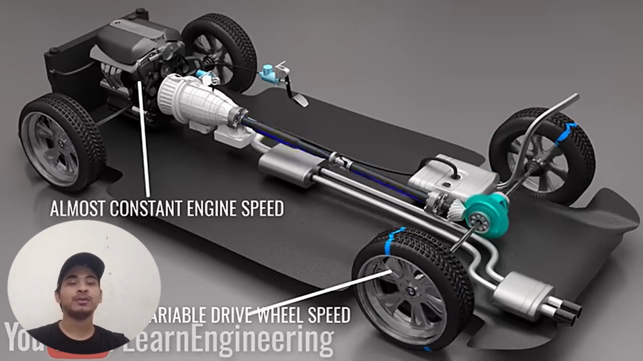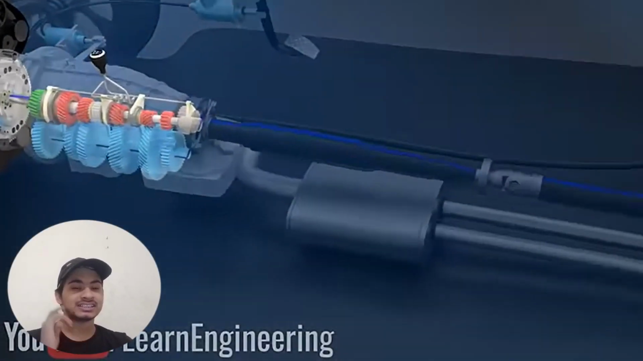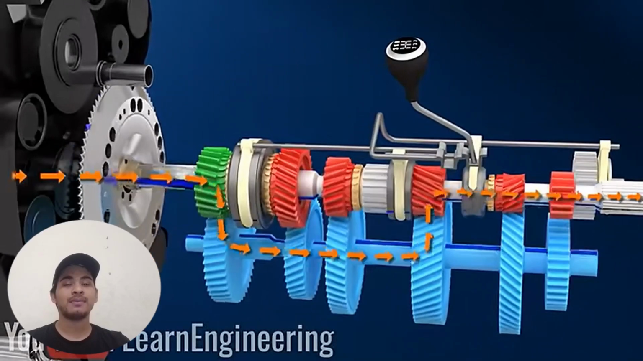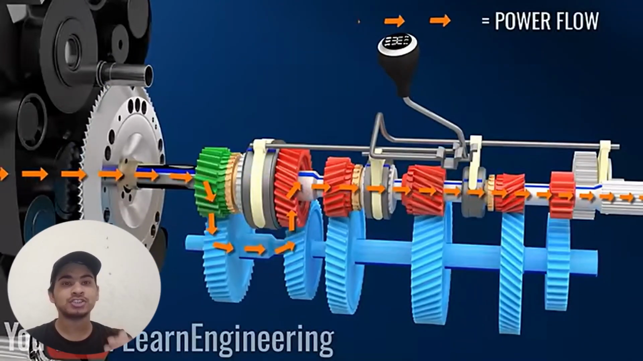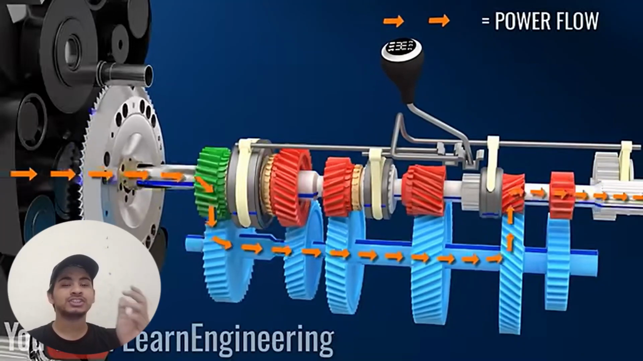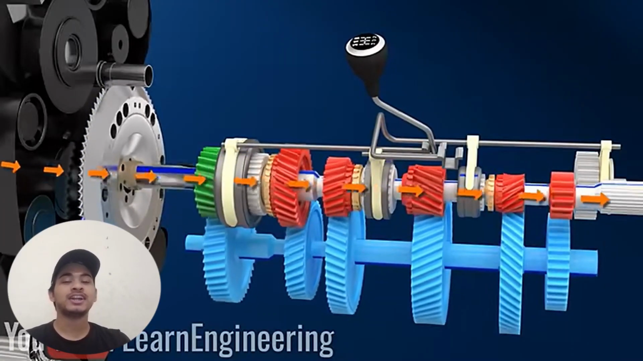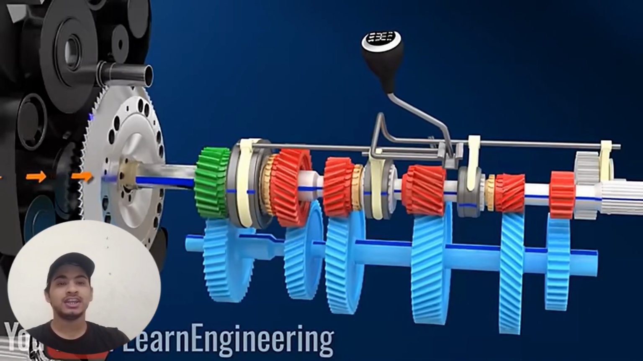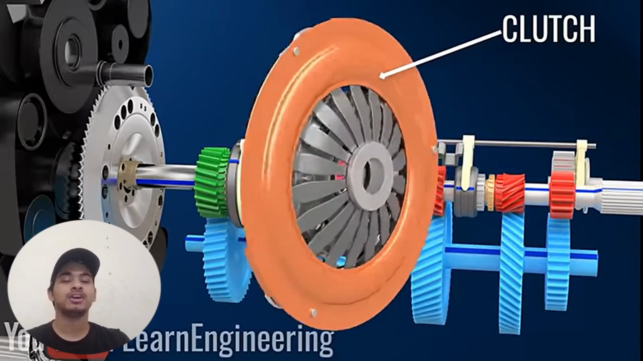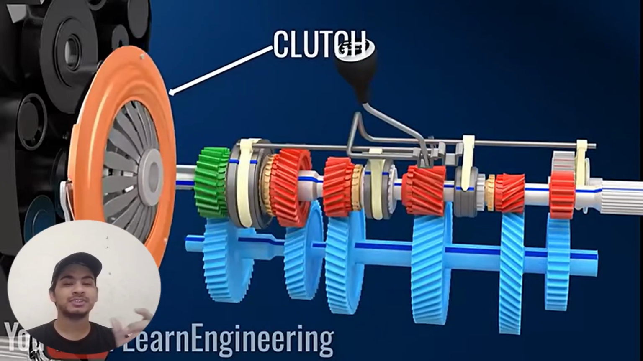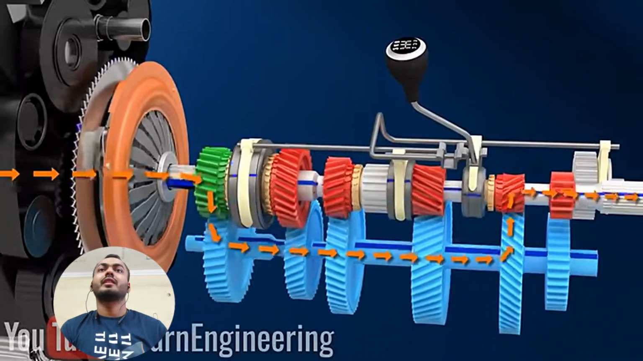Now, in a manual transmission car, making these gear changes is not an easy task. To have a smooth gear change, the engine power flow to the transmission has to be discontinued. However, it's not practical to turn off the engine just for the gear change. That's where the clutch comes in. In short, the clutch is a mechanism to disconnect the flow of power to the transmission without turning the engine off.